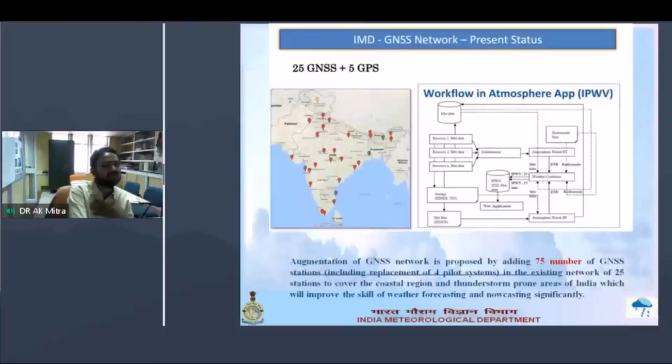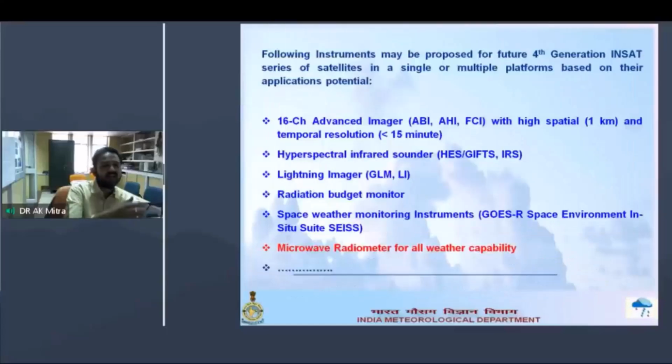And GNSS stations, we have 25 GNSS. That is basically a kind of augmentation of this moisture data. You can say the GPS data, that is the total precipitable water. We are getting it.